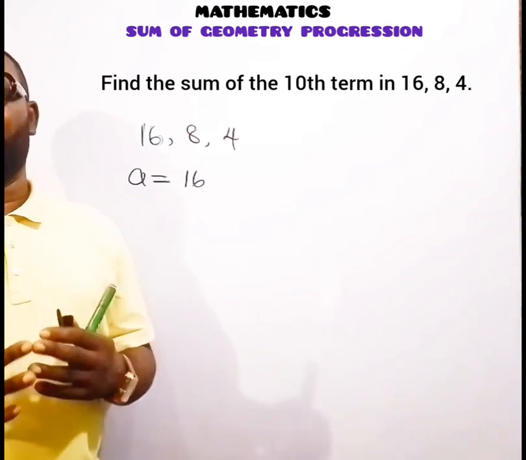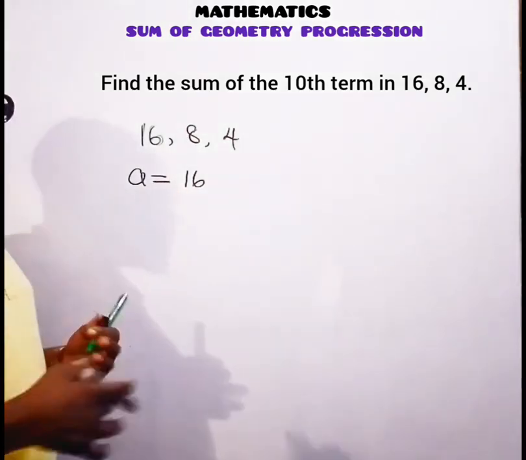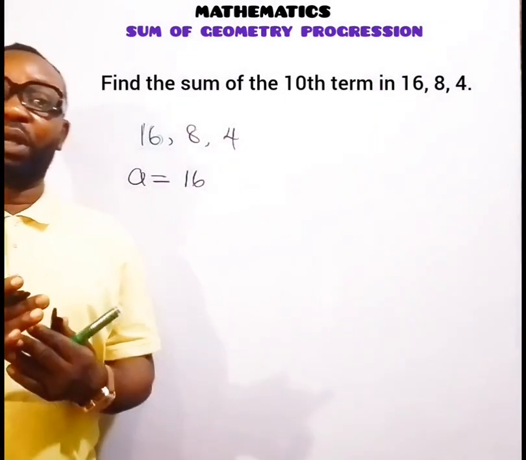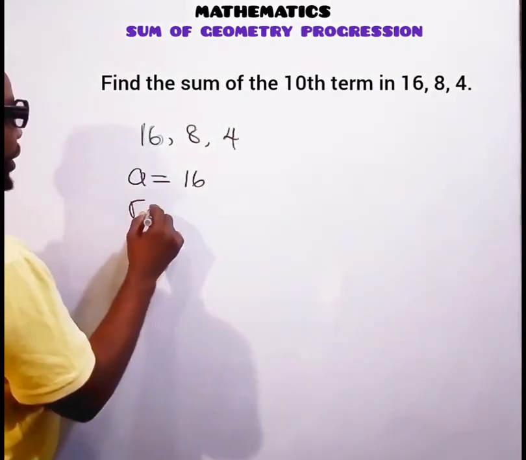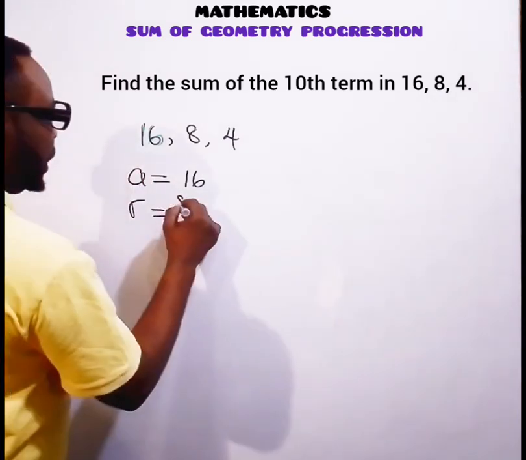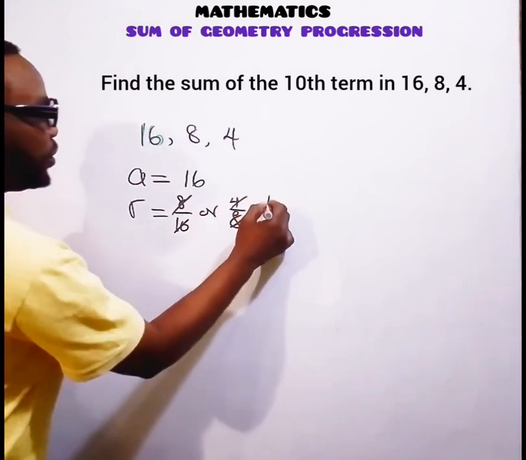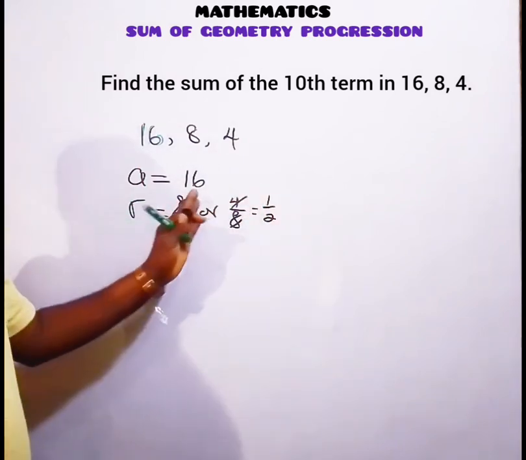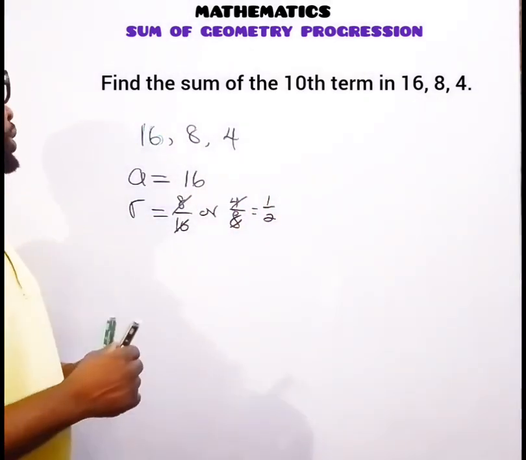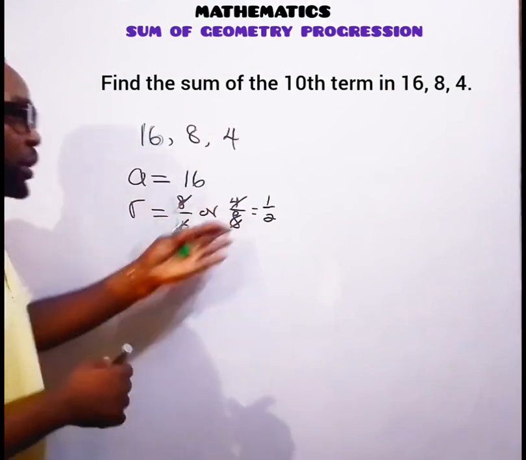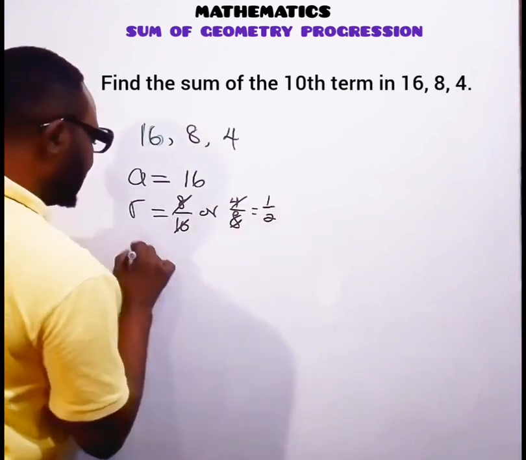You know that when you want to find the sum of n terms, you need to find the value of the common ratio, because the common ratio will determine the nature of the formula that you can make use of. For the common ratio, it will be either 8 over 16 or 4 over 8, both of which give us 1 over 2. So we have the common ratio equal to 1 over 2. Now, 1 over 2 is 0.5, which is less than 1. r is less than 1.